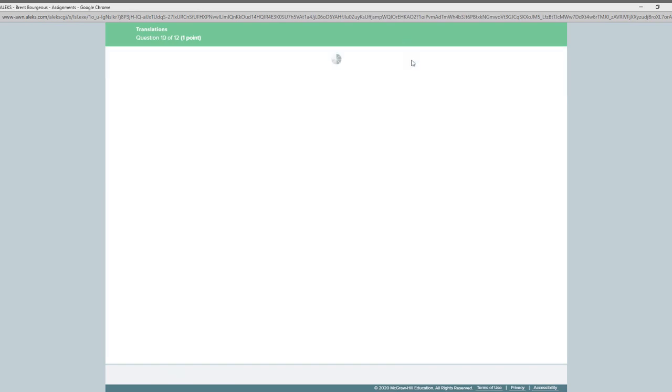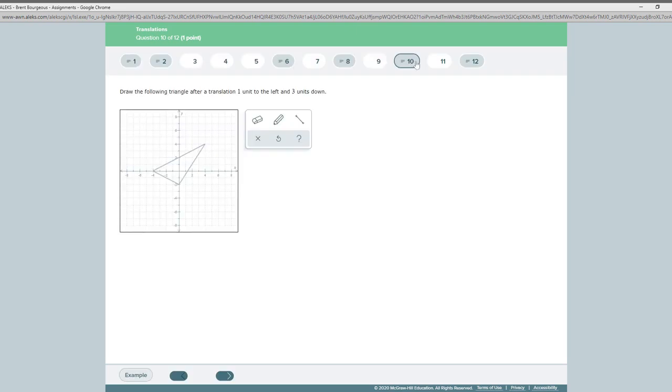Okay, so what other kind of problems might we encounter? Okay, draw the following triangle after a translation of 1 unit to the left and 3 units down. Okay, so if we grab a pencil, so if we go 1 unit to the left and 3 units down for each point, make a dot, keep it going, 1 unit to the left, 3 units down, 1 unit to the left, 1, 2, 3 units down. So there's our translated figure.